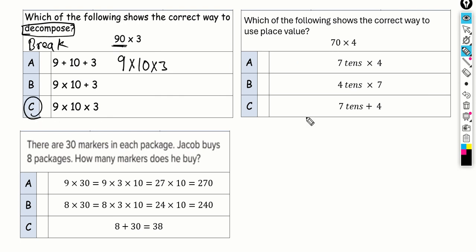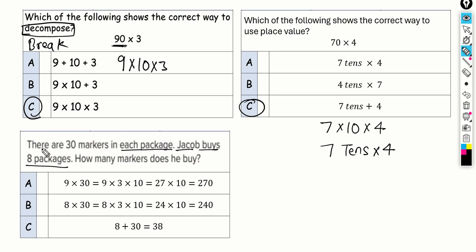Next question, again if you look at this one, 7 times 10 times 4. What does it mean? 7 tens times 4, like this. Now the third question is: there are 30 markers in each package. Jacob buys 8 packages. How many markers does he buy?